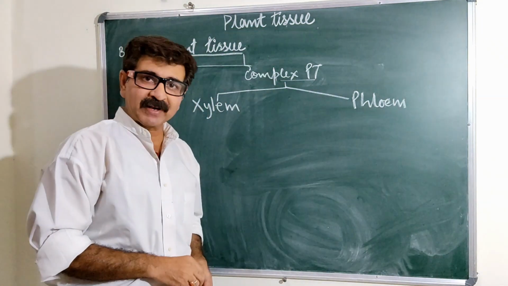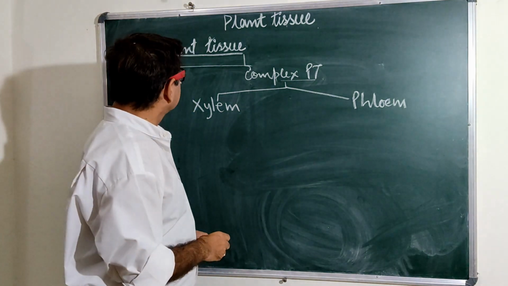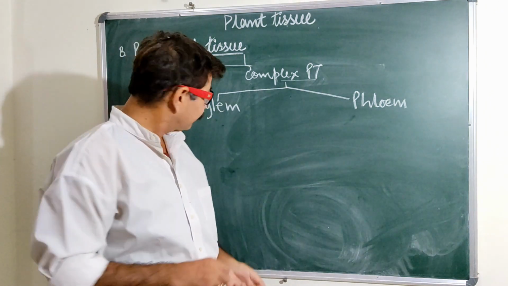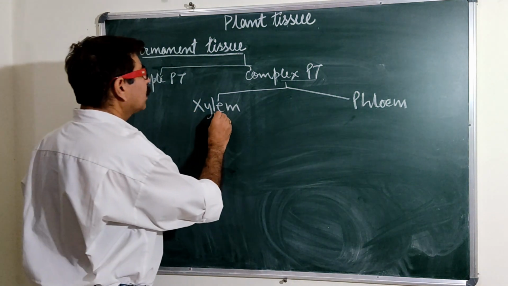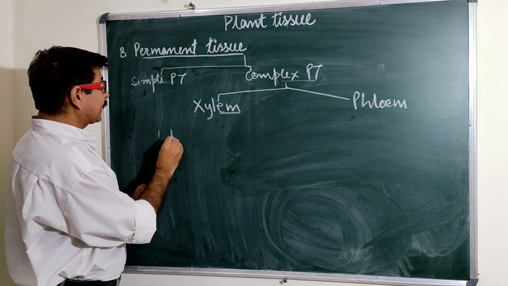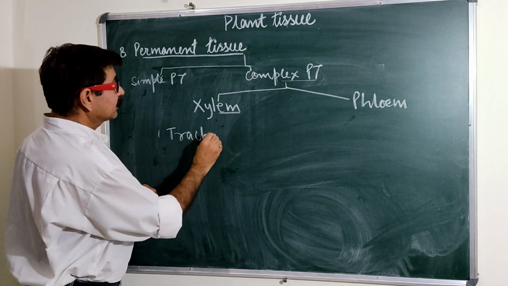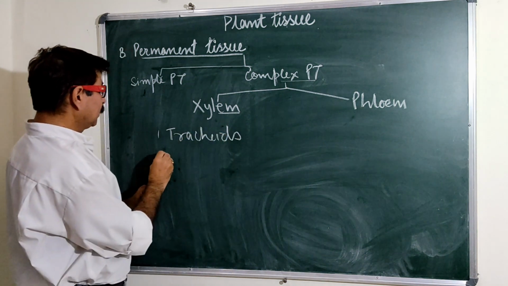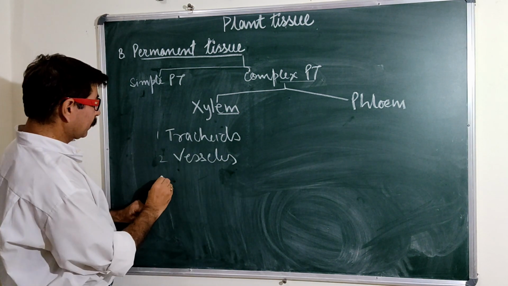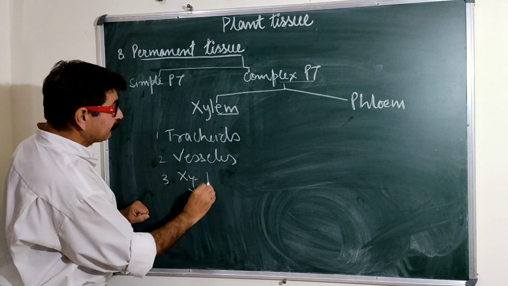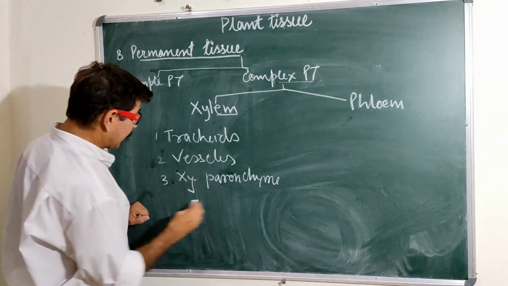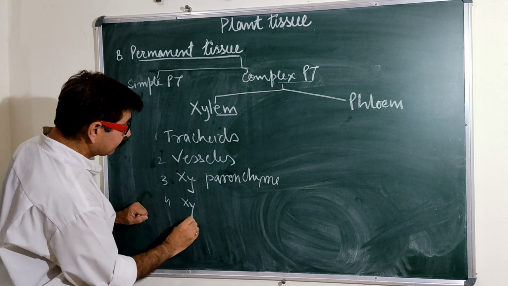These tissues are also known as vascular tissue, as they help to conduct water and thus conduction of the food. Xylem tissue is composed of four types of cells, that is tracheids, vessels, xylem parenchyma, and the fourth one is xylem fiber.